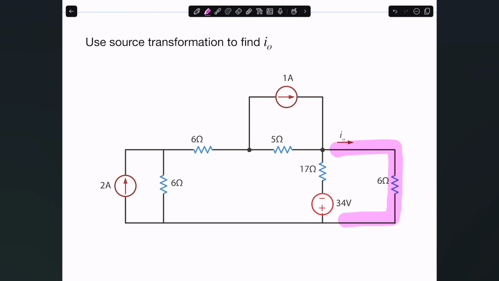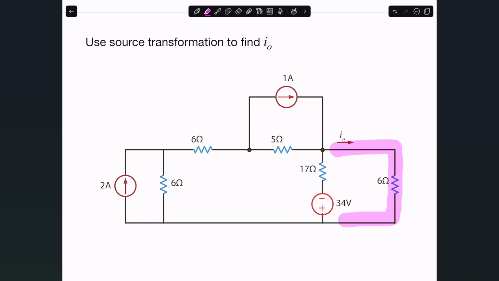If I'm using source transformation, I highlight the current or the branch that I need. For example, if it's a branch current, or if it's a voltage, I'll just highlight that element to make sure that I don't transform it and lose it by mistake. All right, so let's do that.